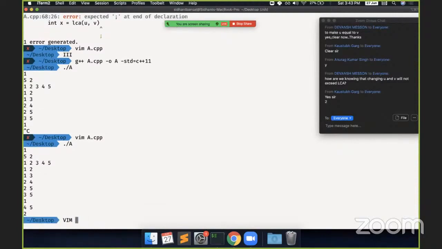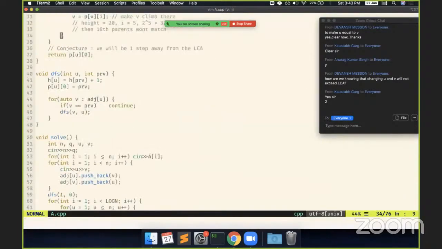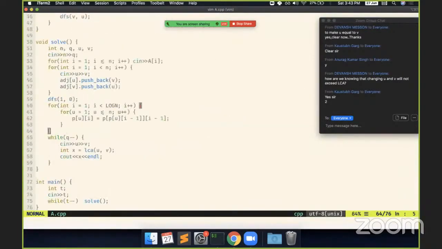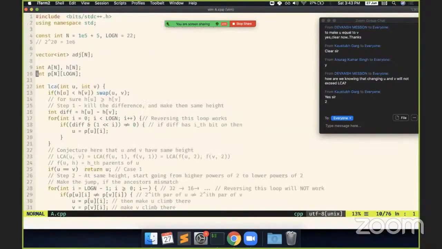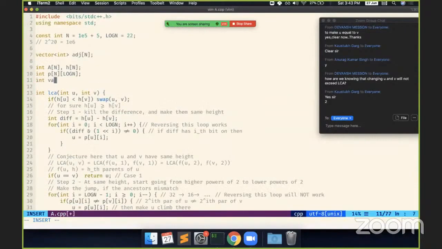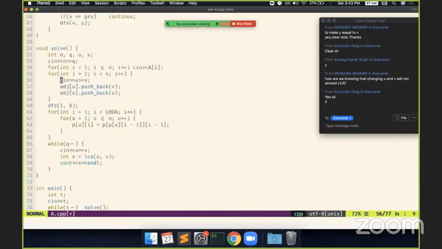Cool. So everyone can see it's working, right? I mean, obviously these are not strong enough test cases, but I'm confident that it's working. Okay. Now we calculate the val array also. I'll add the val array and just show you how it will work.